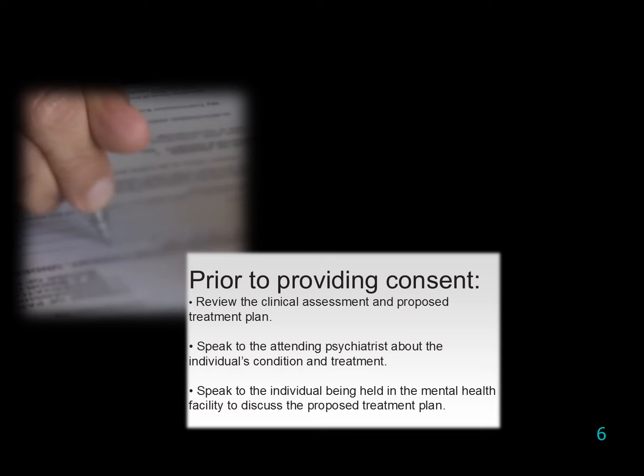Prior to providing consent, the guardian advocate needs to review the clinical assessment and proposed treatment plan, speak to the attending psychiatrist about the individual's condition and treatment, and speak to the individual being held in the mental health facility to discuss the proposed treatment plan.